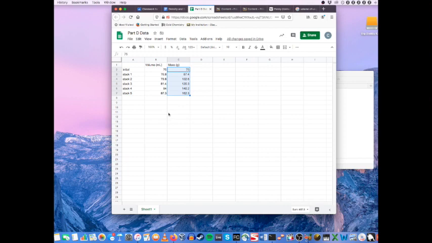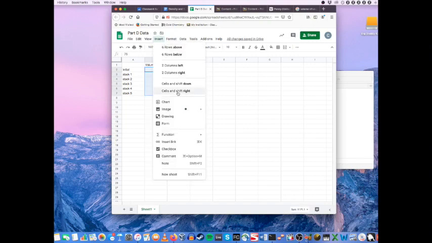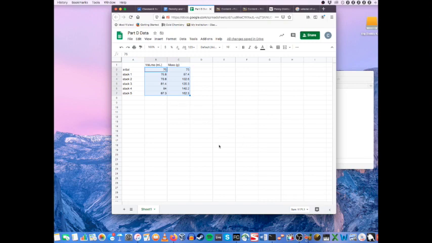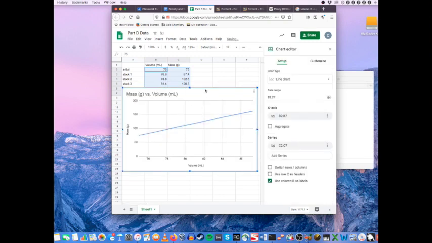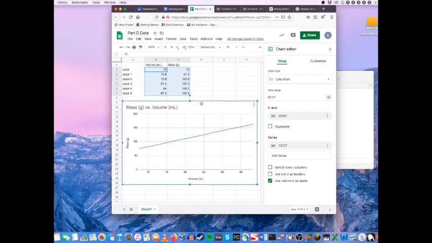The way that you graph in Google Sheets is similar to the way that you graph in Excel. The best way that I've found to do it is to highlight the data and then click Insert Chart, and it will generate a chart with mass on the y-axis and volume on the x-axis. This says units of grams per milliliter.